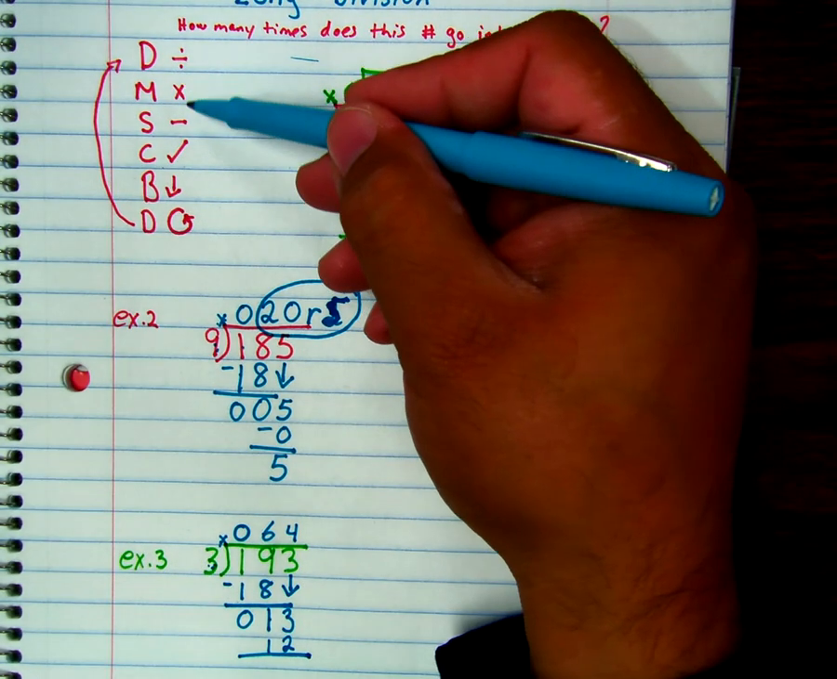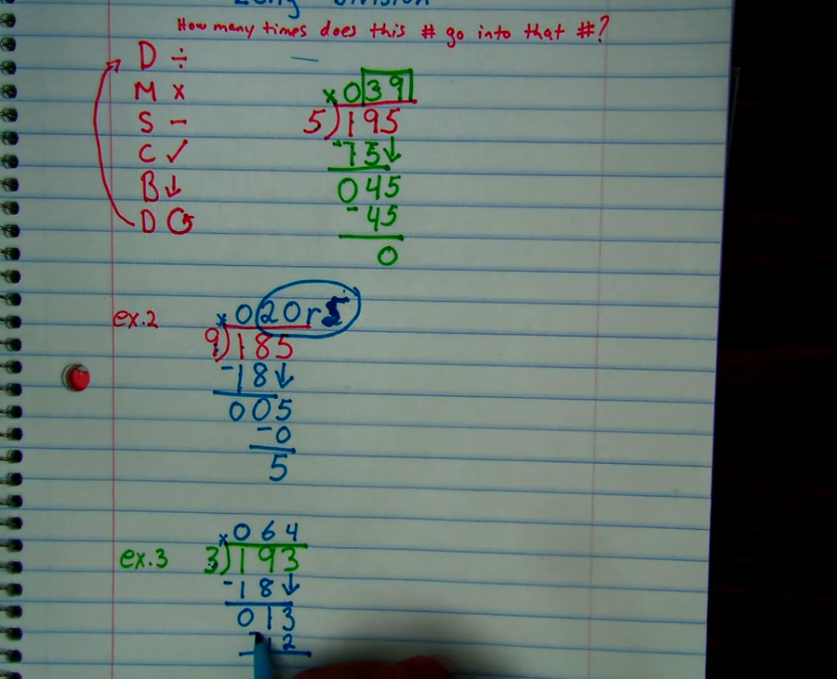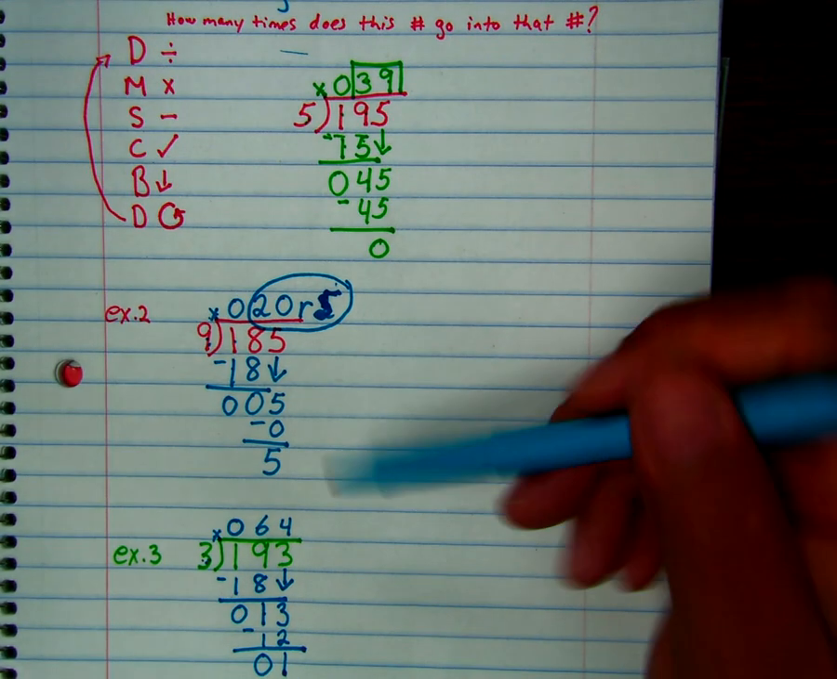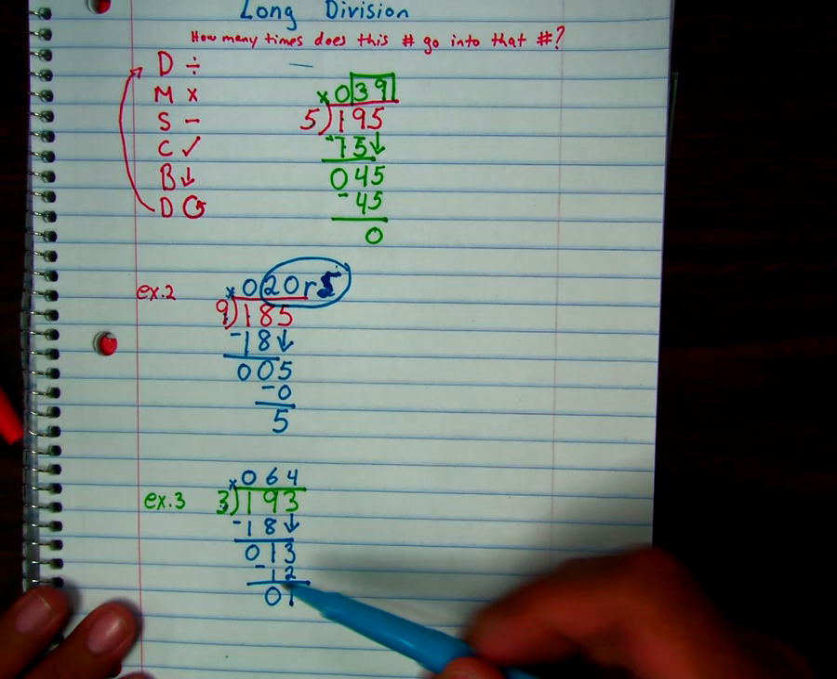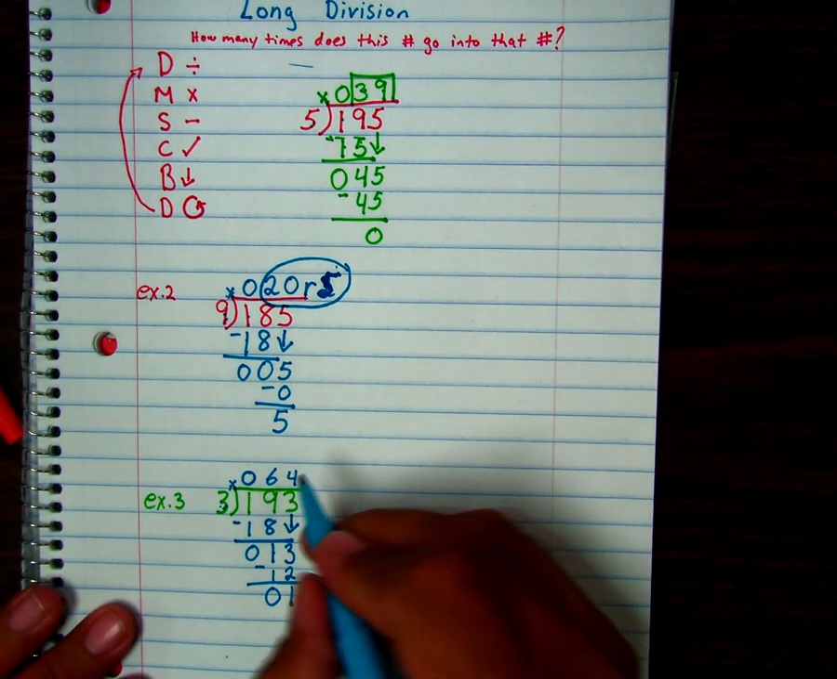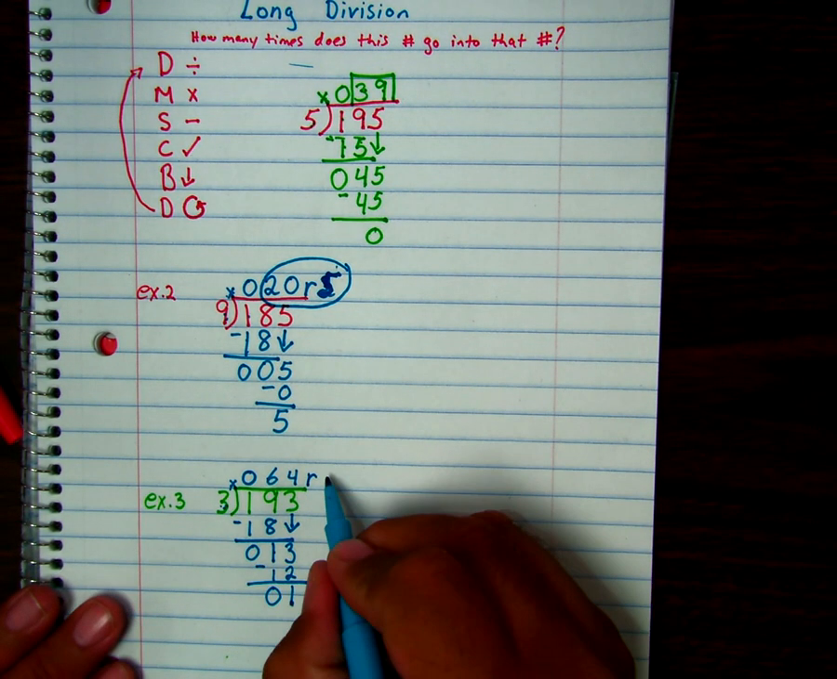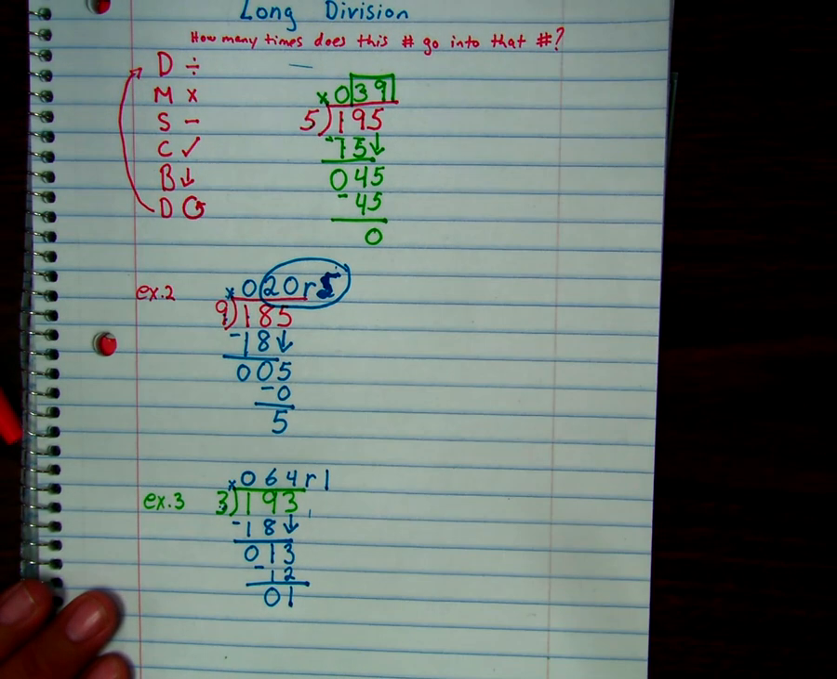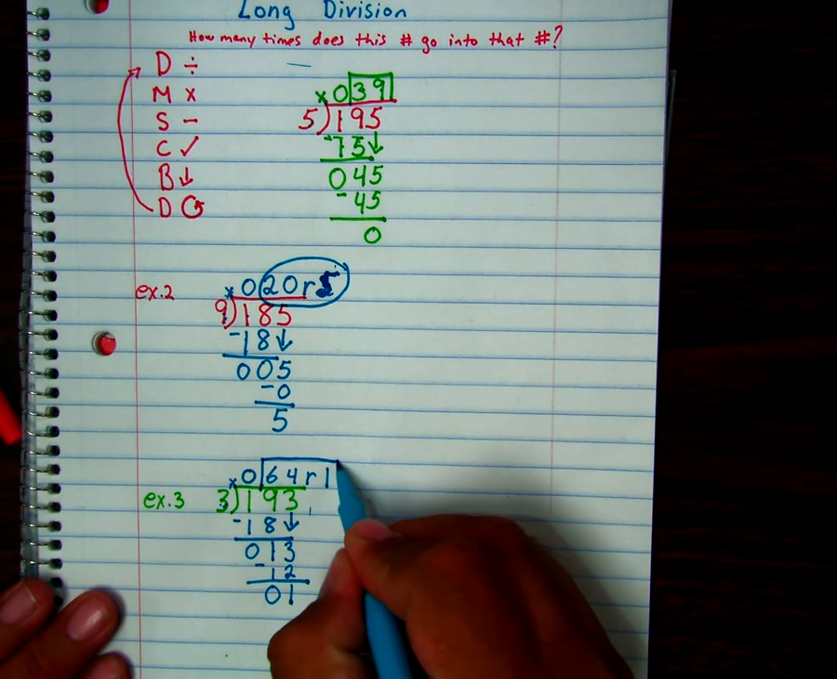That was a multiplication. Now I need to subtract. 3 minus 2 is 1. 1 minus 1 is 0. I come and I check. Is 1 less than 3? Less than my divisor? Yes, it is. So that's going to be my remainder of 1, because I have no other number to bring down. There's my answer right there.